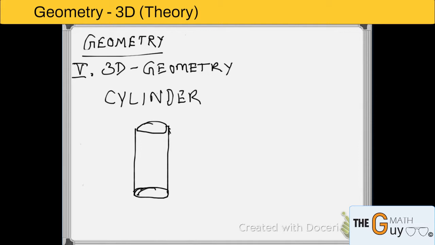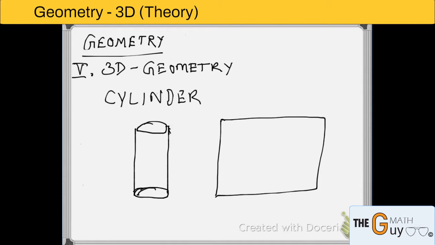Now, this is a cylinder. It's a can of Coke. If you cut it vertically, then you can imagine a rectangle being rolled, and that would form a cylinder. So this will help you in understanding the formulae.